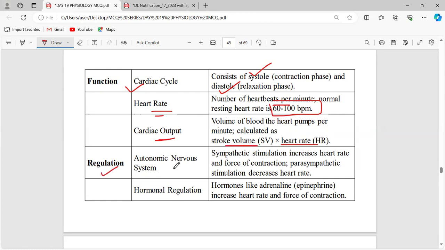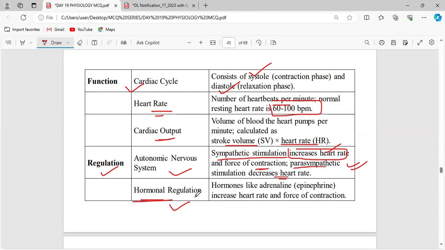Now, how is it regulated? By the autonomic nervous system and hormonal control. Hormones play an important role in regulating the heartbeat. In the autonomic nervous system, sympathetic stimulation increases the heartbeat. This can be asked in your question. The sympathetic nervous system increases the heartbeat and forces the muscle to contract, and the parasympathetic nerve decreases the heart rate.